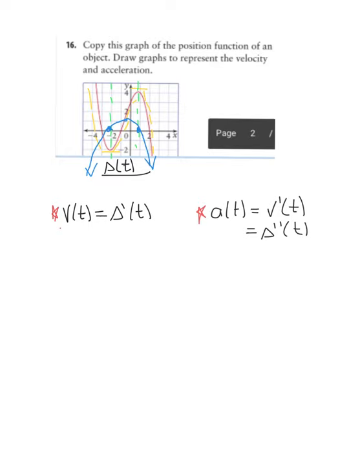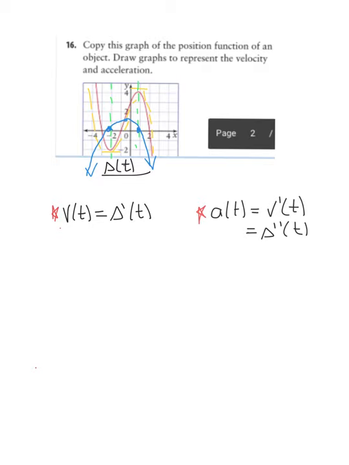Now what you're going to notice is that my original function, or my position function, was a cubic function, a negative cubic function. That means that when we derive, we're always going to have 1 degree less. So my derivative is now a negative squared function. And then I'm going to do the exact same thing. I think I need a new color here. I will use purple for my acceleration function.